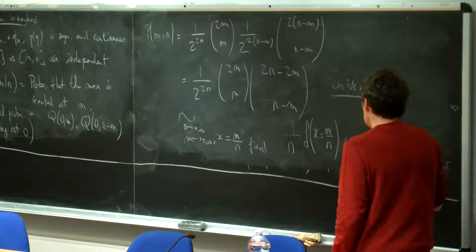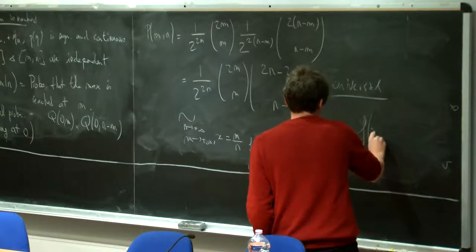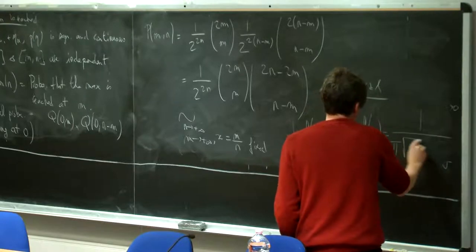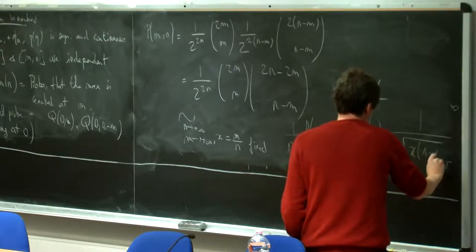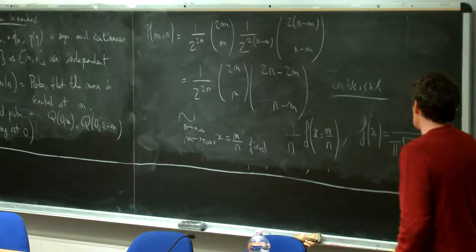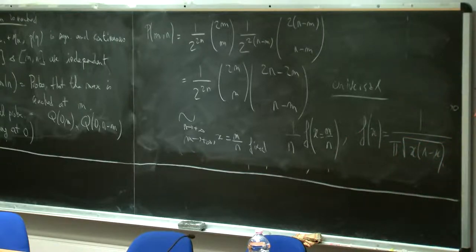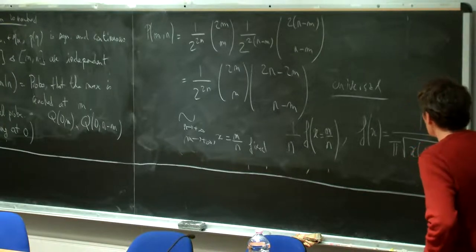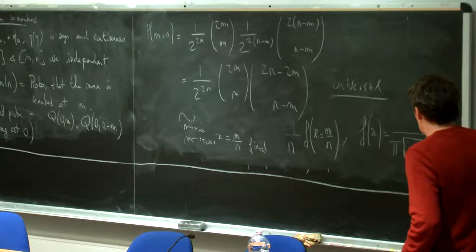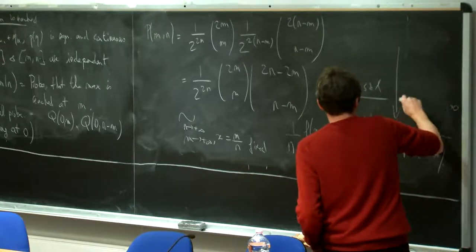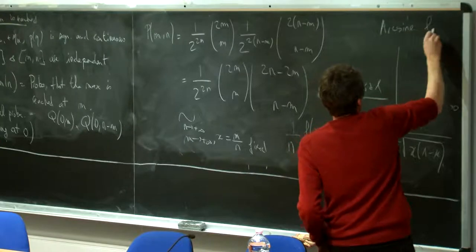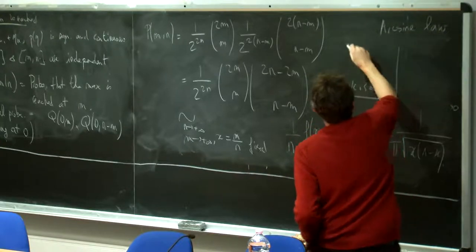And this function f, maybe you have seen it, is a very, very famous function. So this is just 1 over pi square root of x times 1 minus x. And this is called the Arcsine law. And this was discovered by Levy in the 50s. Levy's law, Levy's Arcsine law.